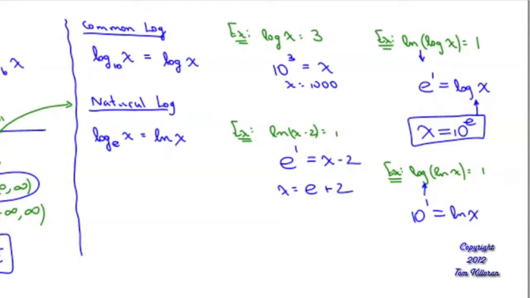Alright, now where do I go? ln of x has a base of e. You're going to raise e to the 10th power, and it's going to equal x. And there you are.